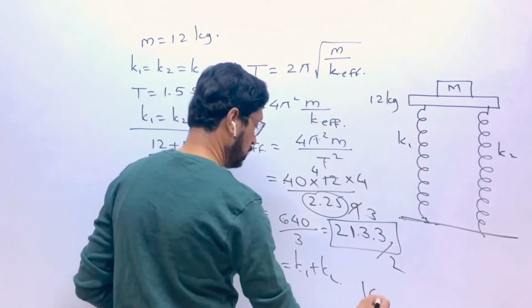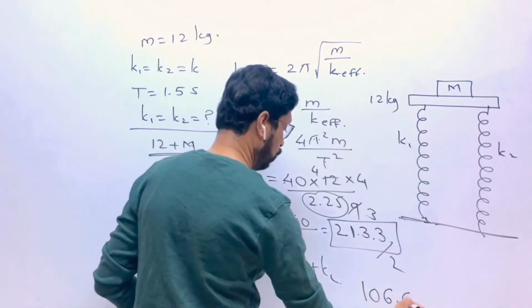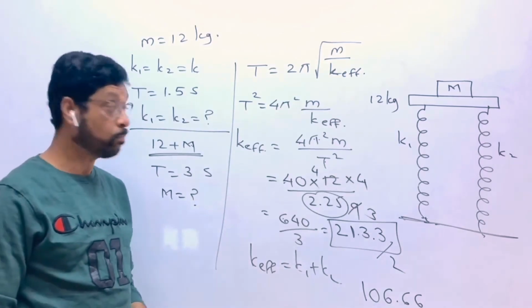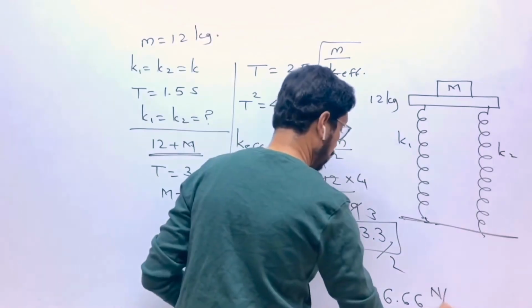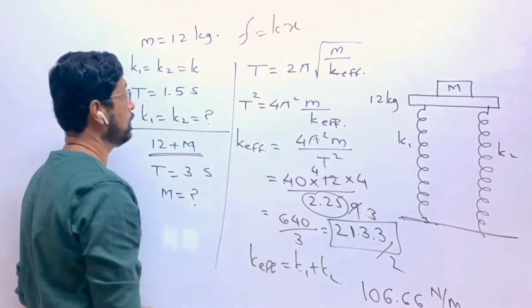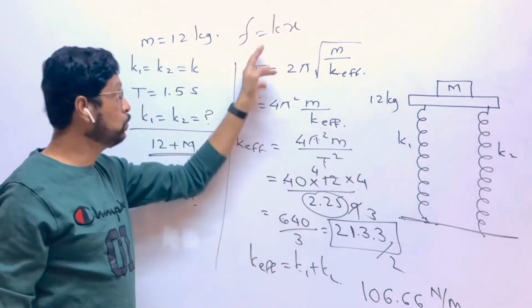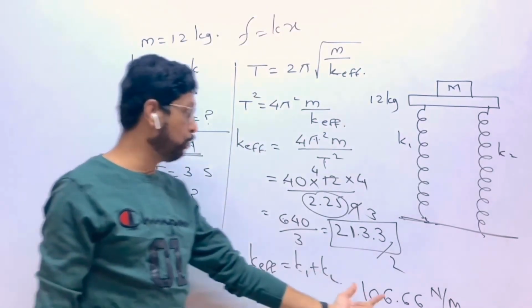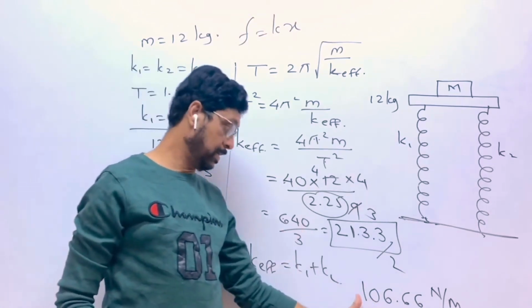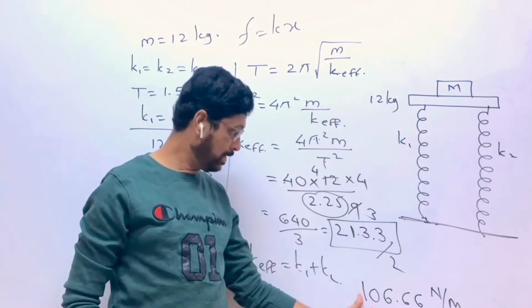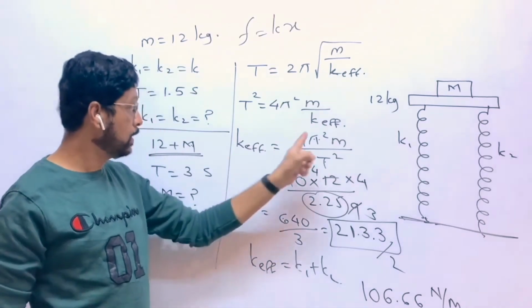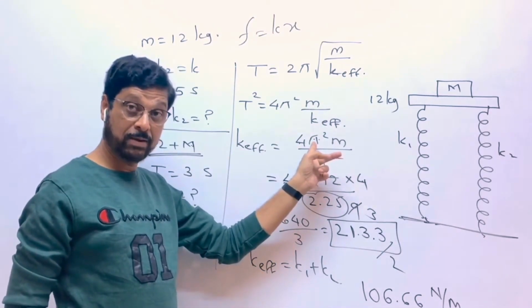2 1s are 2, 0, 2 6s are 12, carried 1, 2 6s are 12, 2 6s are 12. So it is 106.66. In what unit? Newton per meter. Why? Because force constant, F equal to kx. So K equal to F by x, Newton per meter. So the unit of force constant is Newton per meter. Of course, this is an approximate value, isn't it?